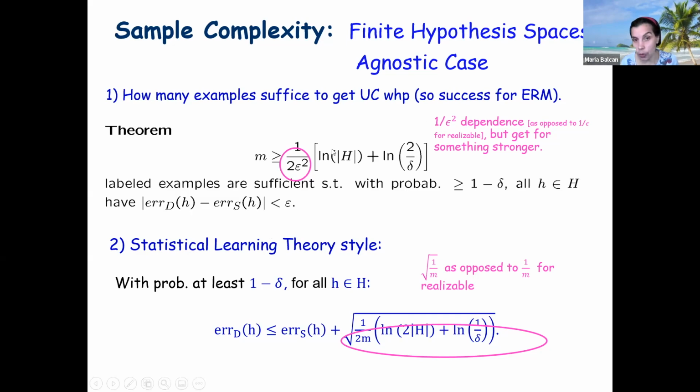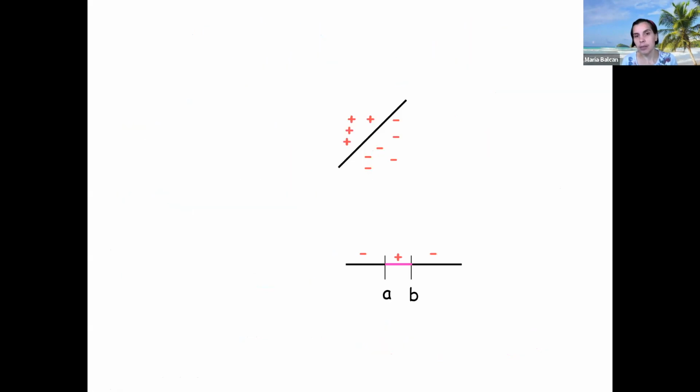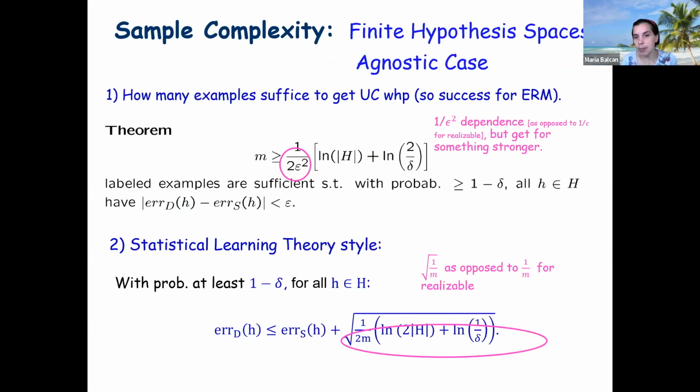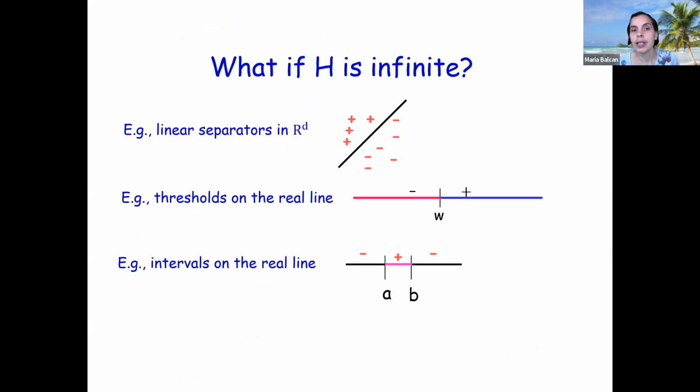And so far, because we are talking about a finite set of functions, the complexity measure that we are using is log size of H, so log of the number of classifiers in our search space. But in many of the examples that people care about in machine learning, H is not finite. So how does the bound look when H is not finite? What can we say then? Can we get similar nice bounds?